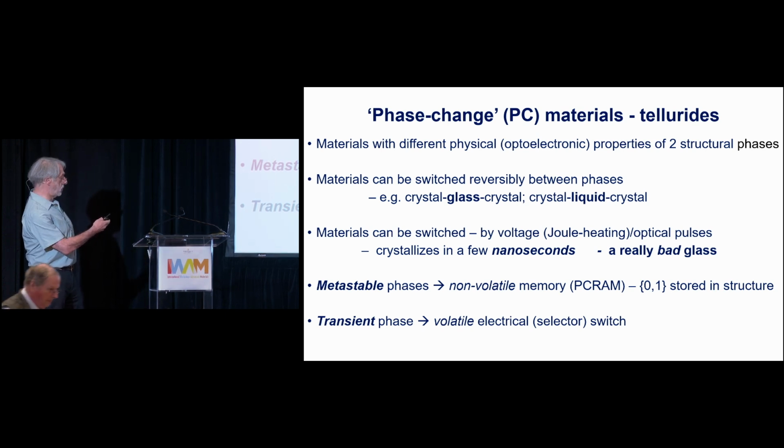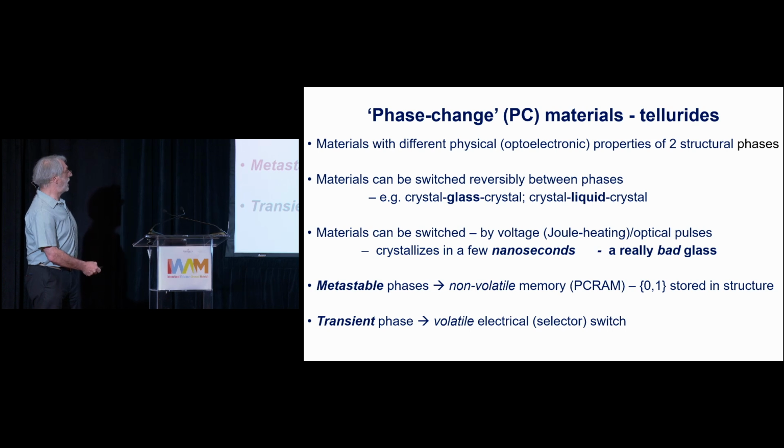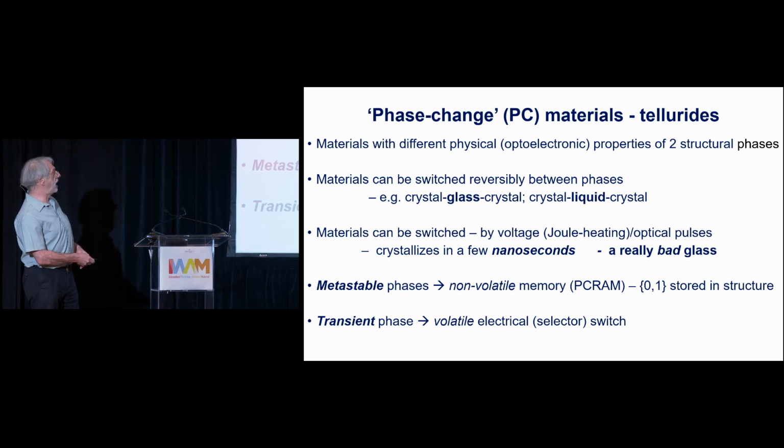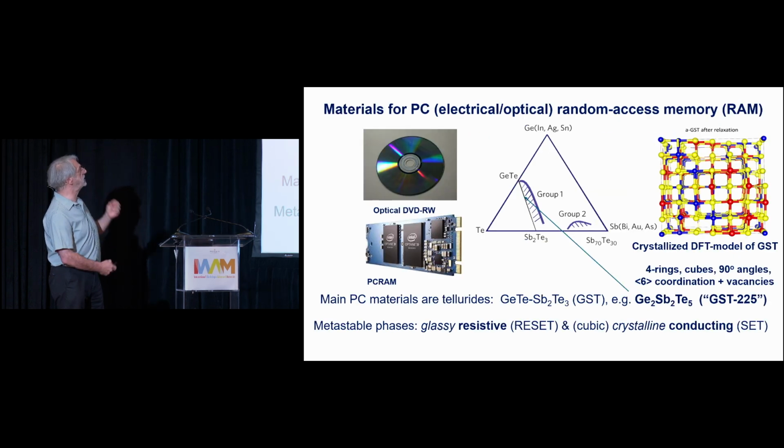Yeah, so you store the information here, not as electrons, as in CMOS devices, in flash or something like that, but as the atomic structure. The atomic structure encodes the information. So that's the metastable, or you've got the transient phase, this one here, and this is volatile. So the material only changes when you apply a voltage to it. So this is non-volatile. It remains when you switch the voltage off. This is volatile. It's only on when you apply the voltage.